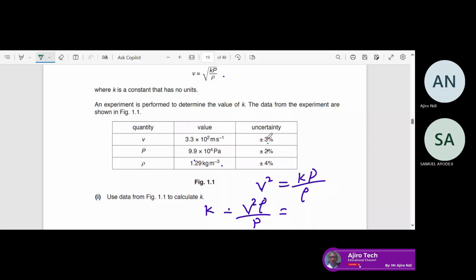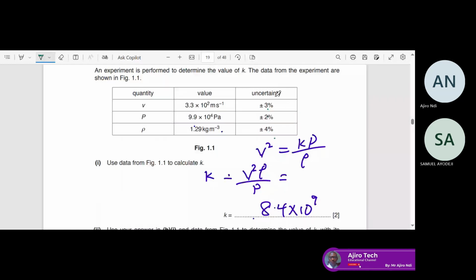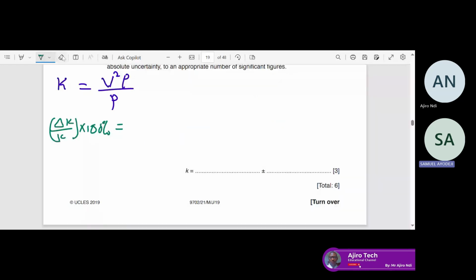So wait, after finding the percentage uncertainty, can't I just multiply it by the value to get the absolute, instead of doing all that? No, don't. Just listen to the method now. Let me do it properly. Okay, let's see if we get the same answer then.